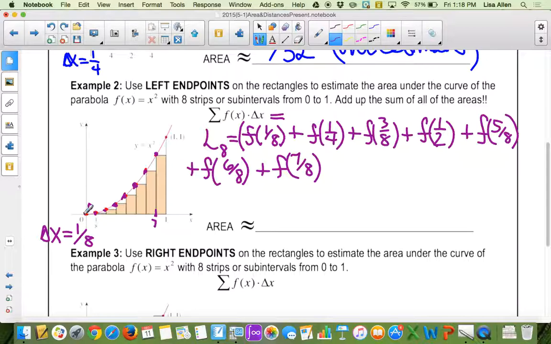Now, do you notice I left out f of 0? I probably should have put that in there. I'm going to put it in on the end, but just to be correct here, f of 0, because that is the first left endpoint. And then I'm going to multiply this times delta x, which is 1/8. Okay, so now with these, we just have a little bit of figuring to do.